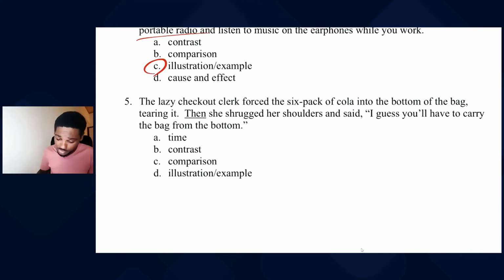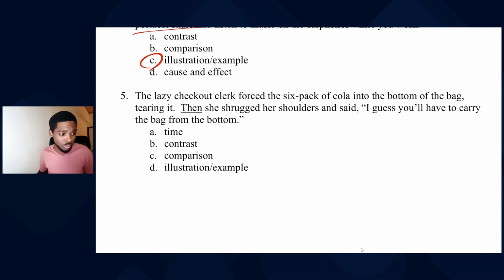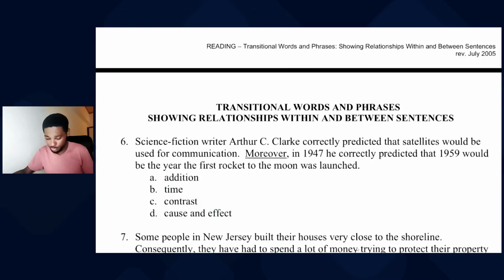All right, number 5, the lazy checkout clerk forced the 6-pack of cola into the bottom of the bag, tearing it. Then she shrugged her shoulders and said, I guess you'll have to carry the bag from the bottom. Oh, what a rude staff. So number 5, what are we doing here? Number 5, time, right? This happened, and we could also say sequence if that were an option. One thing happened, one thing happened afterwards. Just showing that A came before B or B came after A. All right, pretty good.